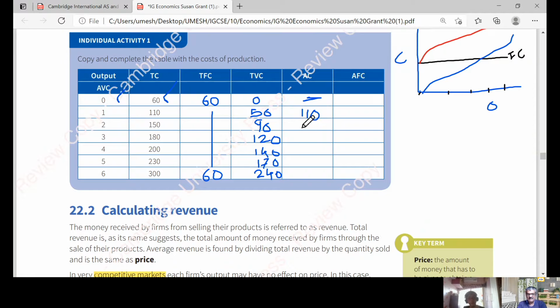Now see, the average cost is 110. 110 divided by 1 is 110. Then it is 75. And like that, if you go on this way, then it comes to 60. I will have to write down all these because I will have to show you something: 60, then it becomes 50, then it becomes how much? 230 divided by 5 is 46. And this is 50.